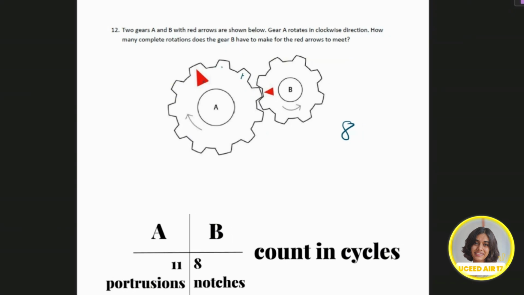Like this is 1, 2, 3, 4, 5, 6, 7, 8. That's one cycle. Again 1, 2, 3, 4, 5, 6, 7, 8. I keep repeating the cycle of 8 and marking each completed cycle.